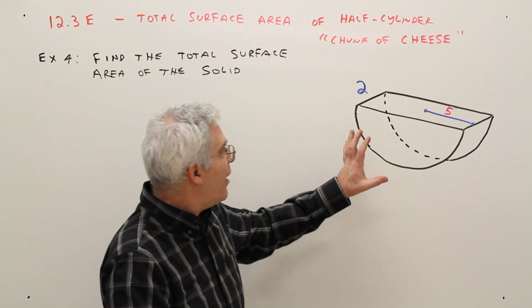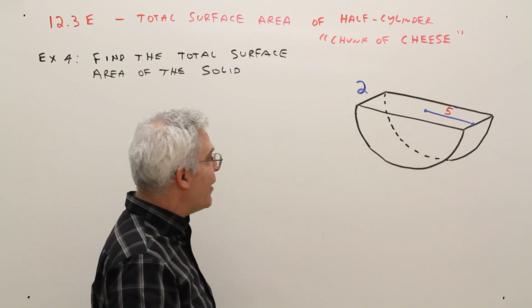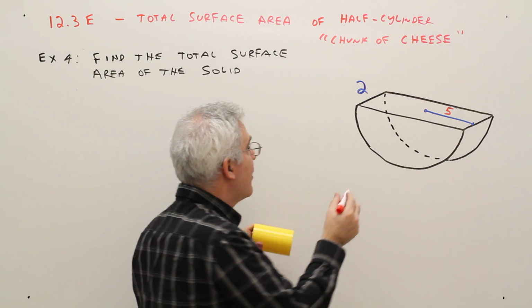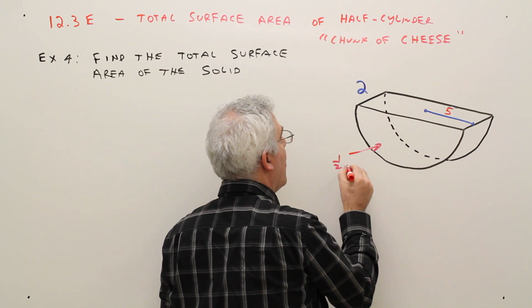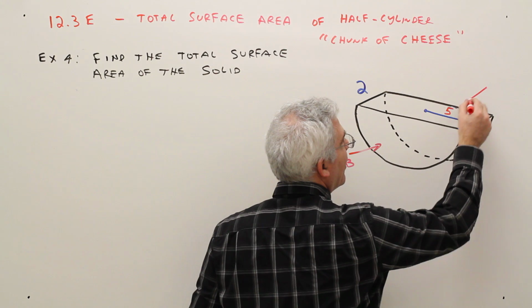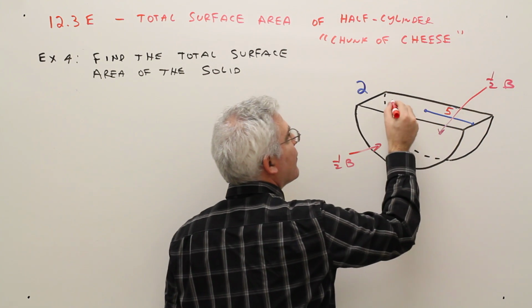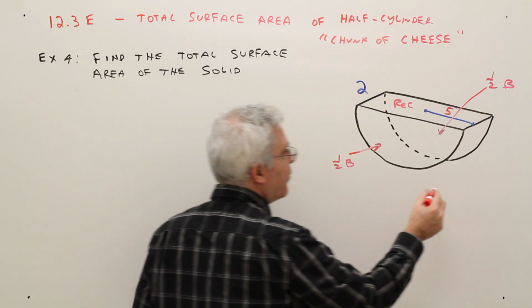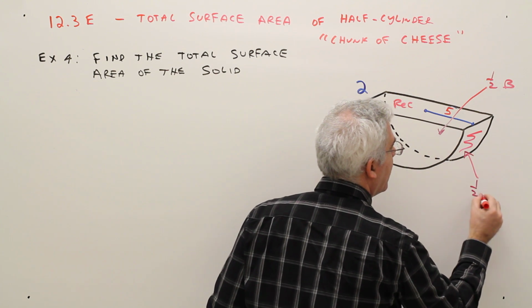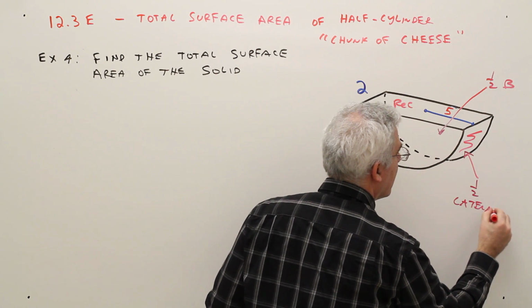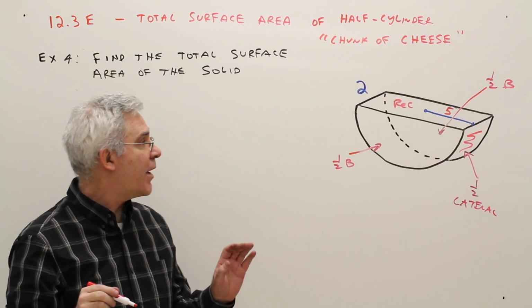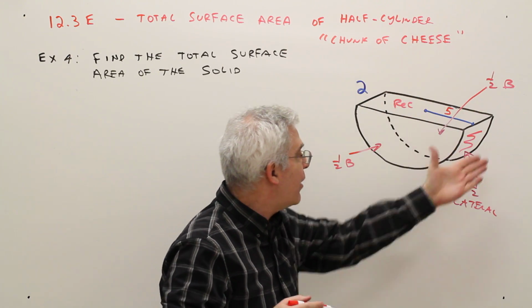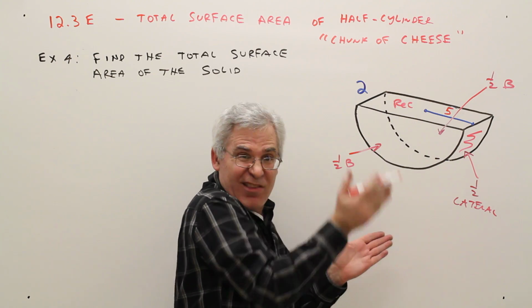As far as the cylinder, this would be a base, and this would be a base, and this would be the lateral. It's important to understand that. So this will be 1/2 of a base, and then the other side I'll have 1/2 of a base. That'll be my rectangle, and then I'm going to have half of a lateral. So again, a half circle, a rectangle, and then this stuff is half of the lateral.